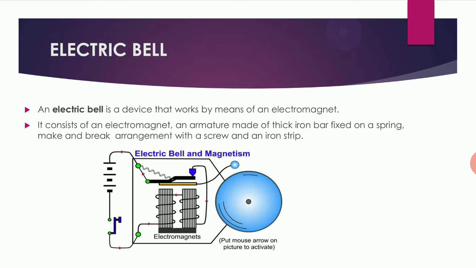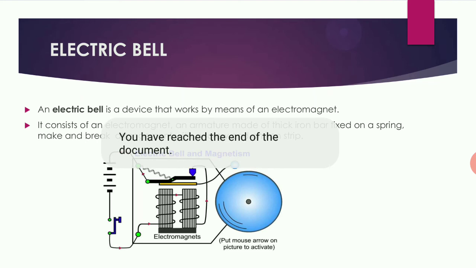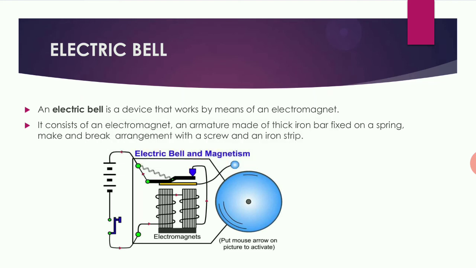In this diagram, we have shown the electric bell. This is the switch, this is the battery, this is the electromagnet, this is the gong, this is the hammer. Okay, so this is the electric bell. When the switch is pressed, what will happen?